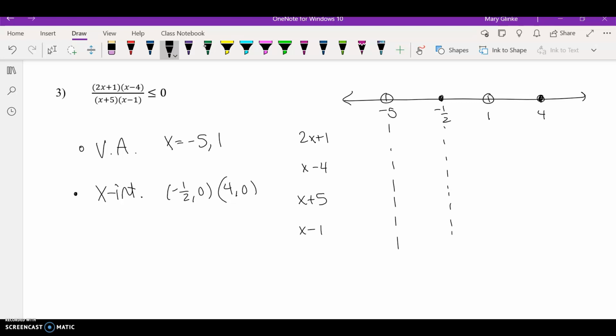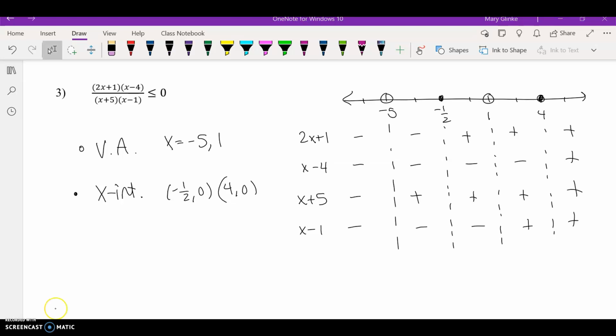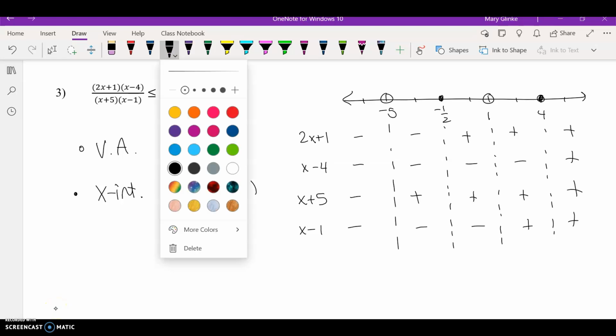We're going to chop our number line up into the different sections. For this one, we have 5 different sections to test. So I'm going to ask you to pause the video and go through and test a different number within each interval in each of those factors and determine positive or negative. So let's check it out and see how it went for us.